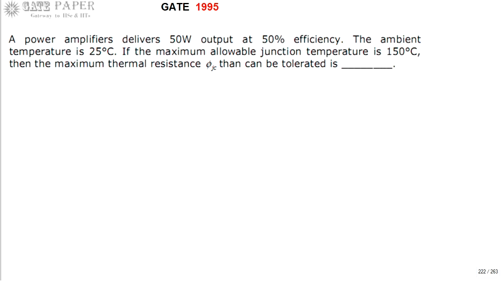Hello, we are discussing the GATE 1995 ECE paper, and this question is related to analog circuits. A power amplifier delivers 50 watts output at 50% efficiency. If the ambient temperature is 25 degrees centigrade and the maximum allowable junction temperature is 150 degrees centigrade, then find the maximum thermal resistance. That's what we are going to calculate.